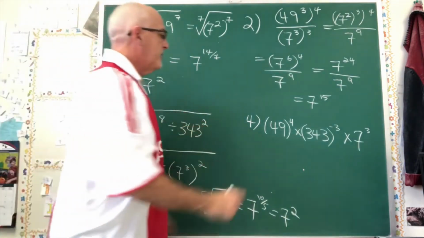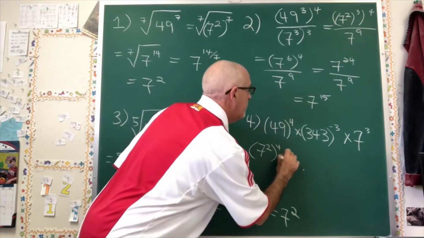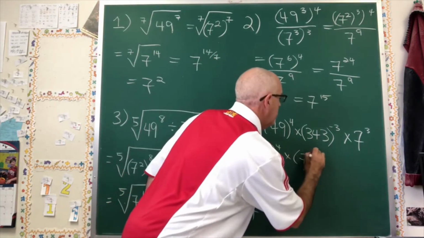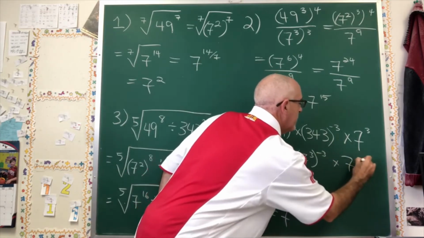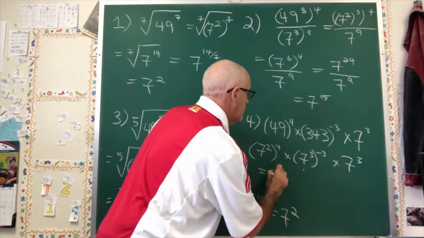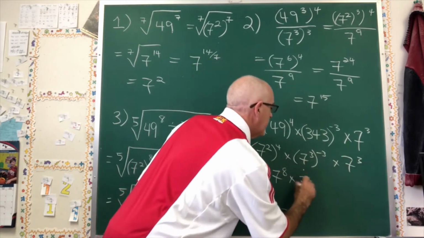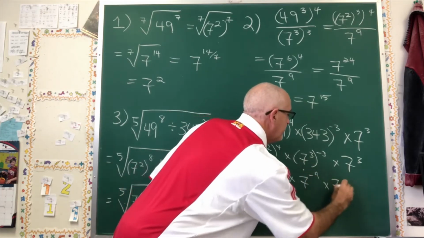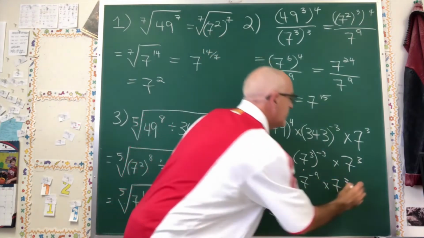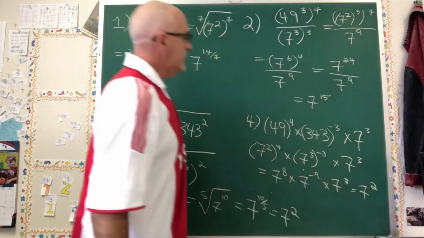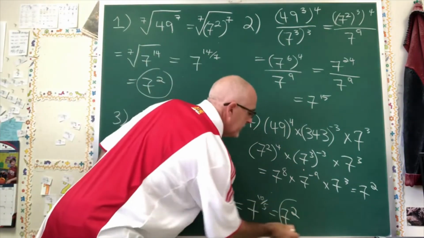Number 4, 49 is 7 squared, to the 4. 343 is 7 cubed, so negative 3, times 7 cubed. I don't have to do anything with this yet. 7 squared to the 4 is 7 to the 8. 7 to the 3 to the negative 3 is 7 to the negative 9. 8 plus negative 9 is negative 1, plus 3 is 2. I have 7 squared. In this case, 3 of the expressions ended up being equivalent.